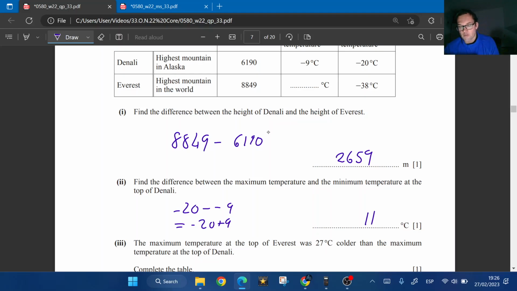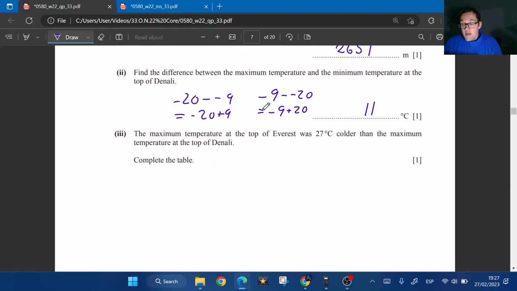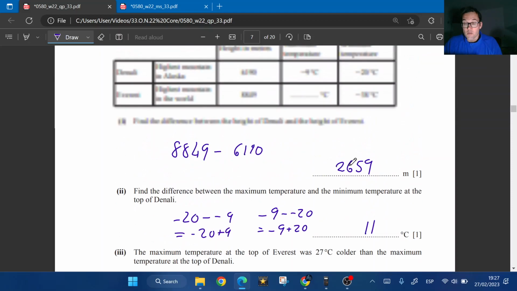Or is it better if you do minus 9 minus 20? That's minus 9 plus 20. Yeah, this is the difference. It's 11. The maximum temperature at the top of Everest was 27 degrees colder than the maximum temperature at the top of Denali. Complete the table.